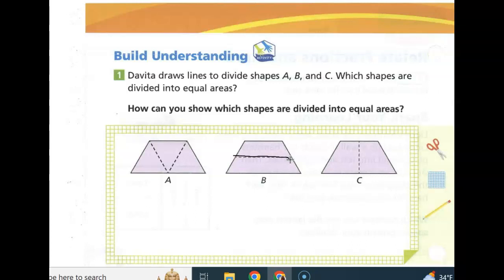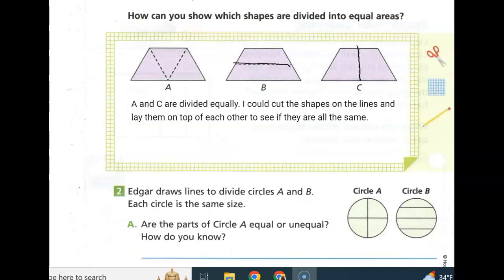All right, how about C? How many of you thought C was equally divided? Again, could we fold it on our center line? And now that one fit over the other? Yes. Okay, so shapes A and C are correct. Please write that. A and C are divided equally. Okay, so together we determined that A and C are divided equally. And how we could find out was you could cut the shapes on the lines and lay the pieces on top of each other to see if they are all the same.